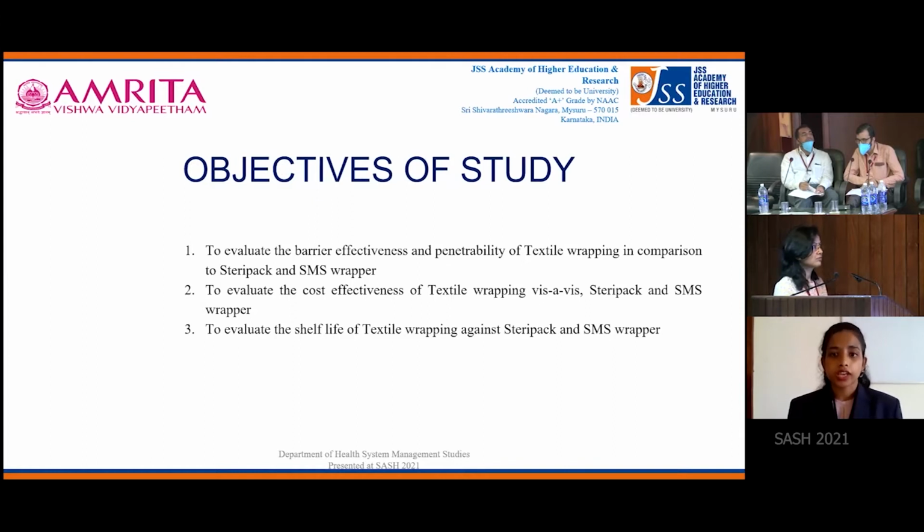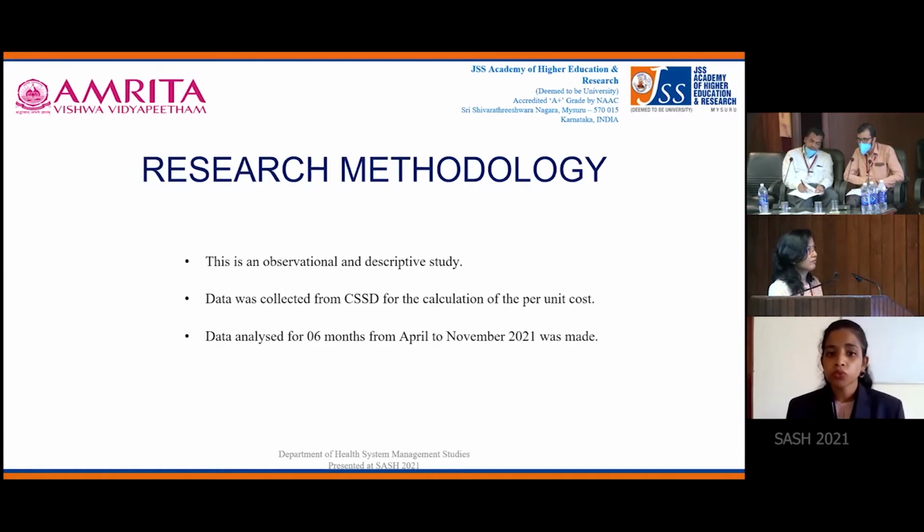The objectives of the study are to evaluate the barrier effectiveness and penetrability of textile wrapping in comparison to the Steripack and SMS wrapper, to evaluate the cost effectiveness of textile wrapping in comparison to the Steripack and SMS wrapper, and to evaluate the shelf life of all the three wrapping techniques. The cost effectiveness also has an interrelationship with the shelf life of the wrapping techniques. The research methodology was an observational as well as a descriptive study. The data presented in the research was collected from the CSSD for 6 months, from April to November 2021.